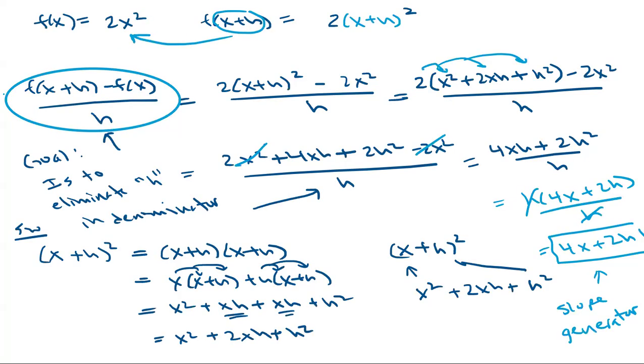So the limit as h approaches 0 is 4x plus 2h. That's what we got. This whole thing right here that we just did equals this. Okay? That's what it equals. So when we have this here, then we plug in our value for h. So that becomes 4x plus 2 times 0, which is 4x plus 0, which is 4x. Okay? So again, what does this mean?